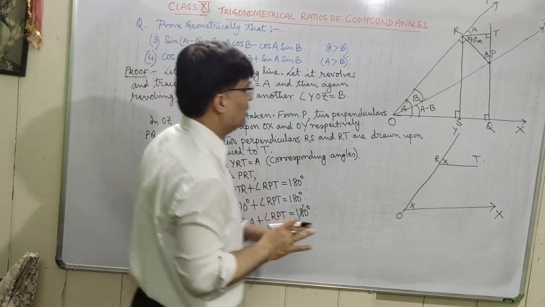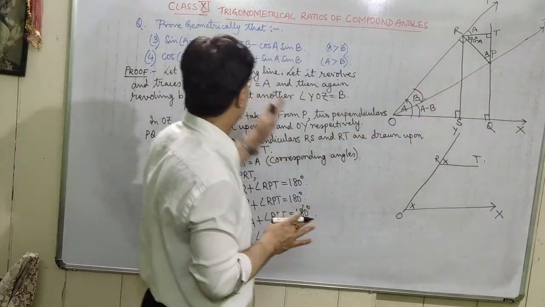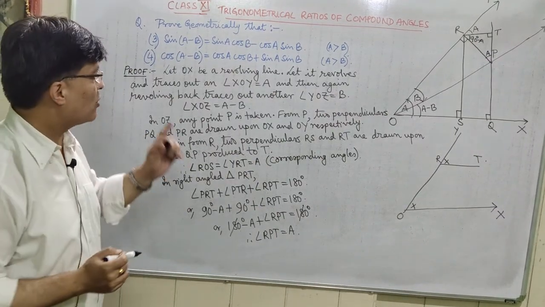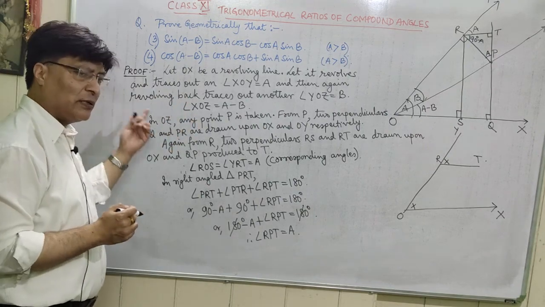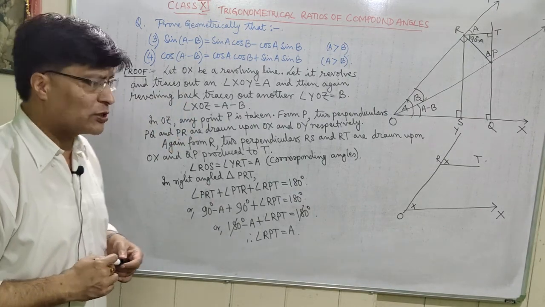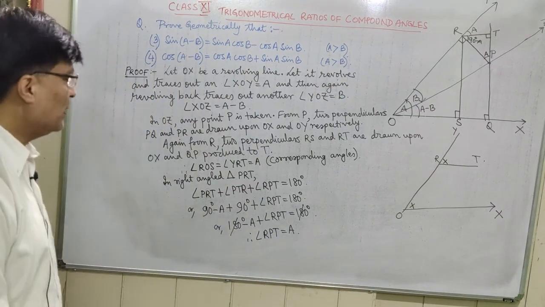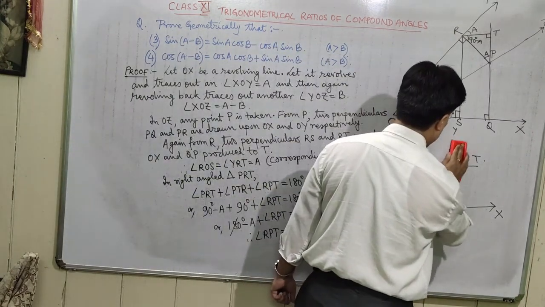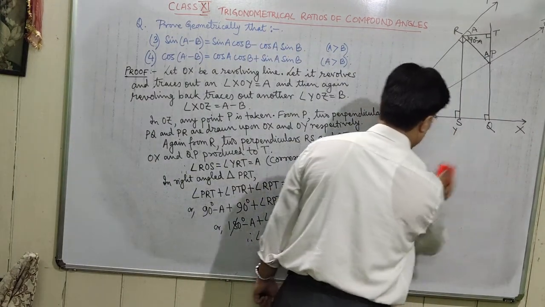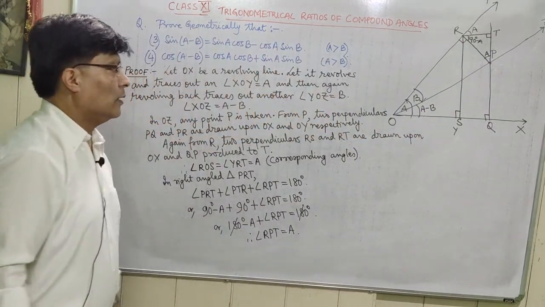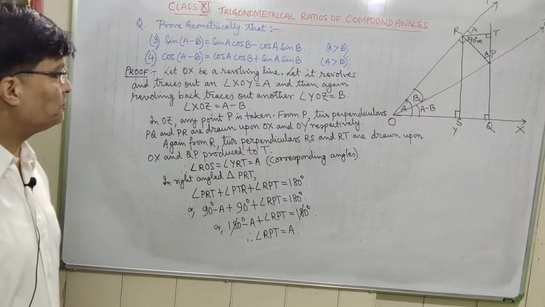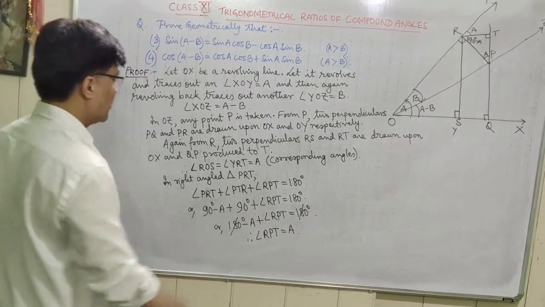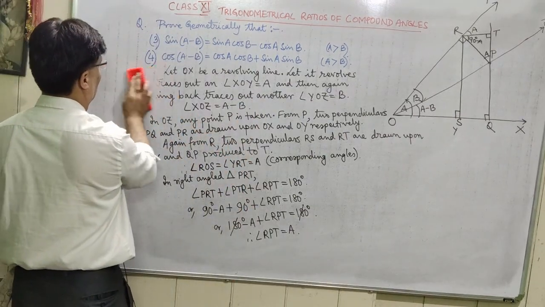Now from this figure we will prove these two formulae. That is, sine of A minus B is equal to sine A cos B minus cos A sine B, where A is greater than B, and also you can prove cos of A minus B is equal to cos A cos B plus sine A sine B. Okay, so you can copy it. You have to draw the figure also. Okay. So now I will rub it, so you can copy it.